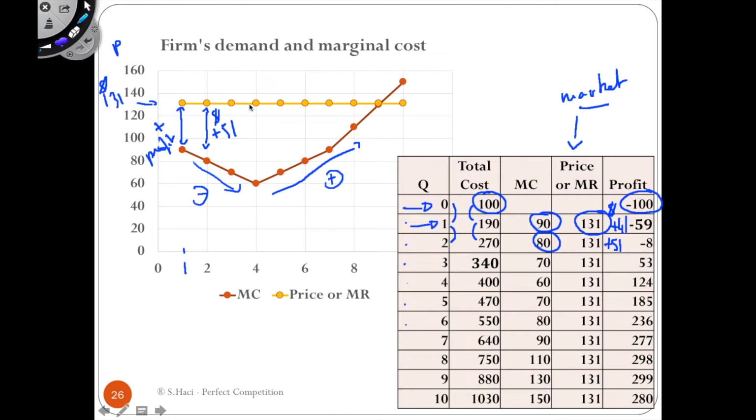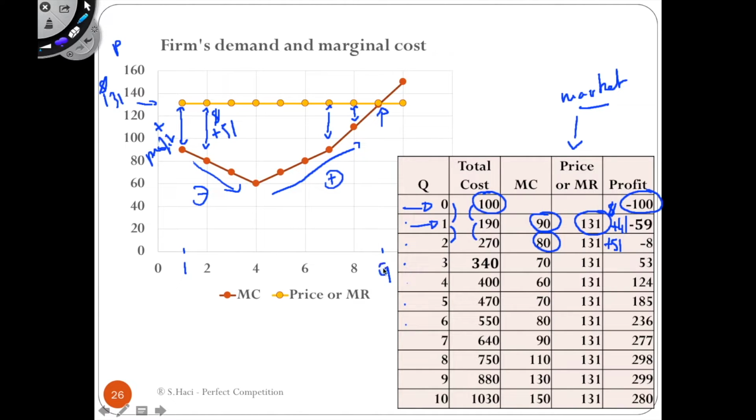But your price stays the same. The additional revenue that you get stays the same. So you're going to run into a situation where the additional profit that you're going to get from each additional unit is going to get smaller and smaller until there's pretty much none over here. So let's see what that would be.